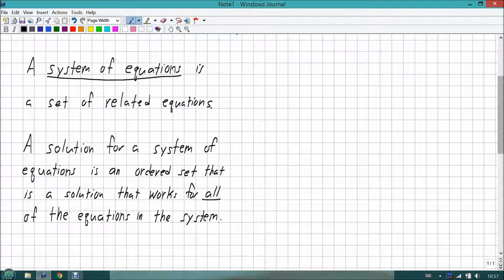Meaning that if it doesn't work for one, then it's not a solution for the system of equations. It might work for 5 out of the 6, but that sixth one says, nope, doesn't work for me. That means it doesn't work for everybody.